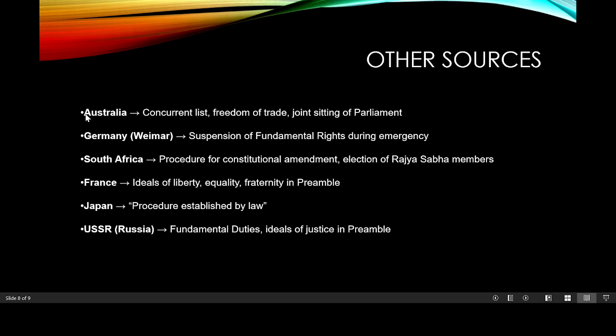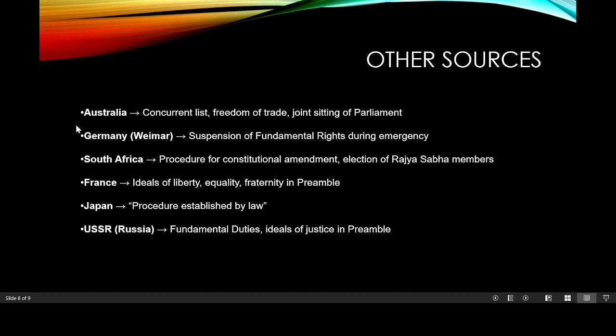Next, other sources. Here we can see that from Australia, concurrent list, freedom of trade, joint sitting of Parliament. Okay, what is the article of joint sitting of Parliament? It is 108.